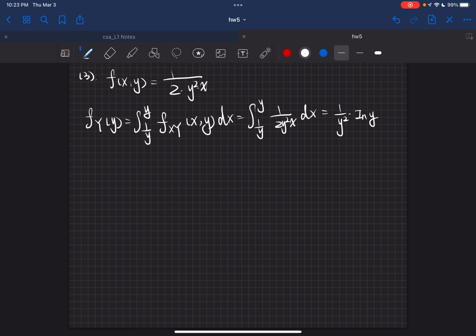And we should draw this. This is kind of hard to draw. First, y should be greater than 1, and it should be like this part.